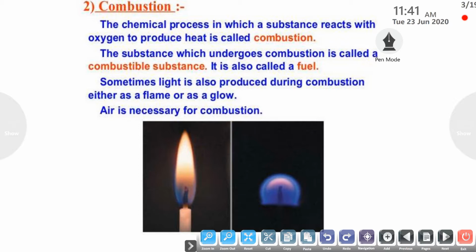So the next is, air is necessary for combustion. Air is the very basic necessity for the chemical process of combustion to take place. Without air, combustion cannot take place.